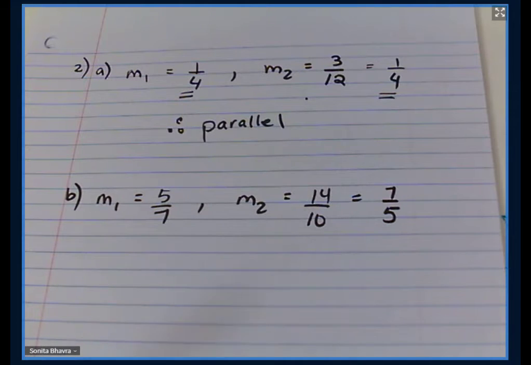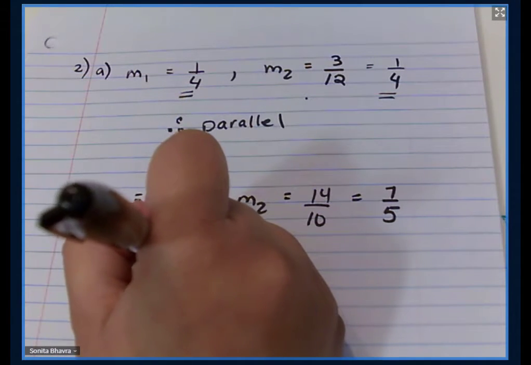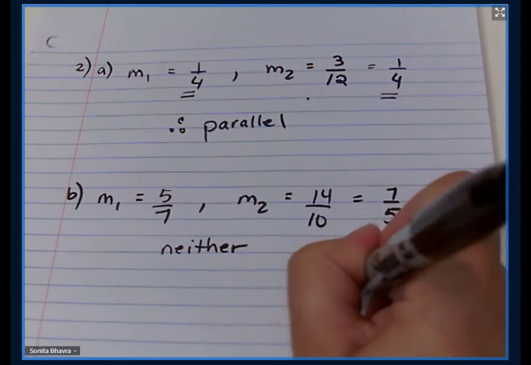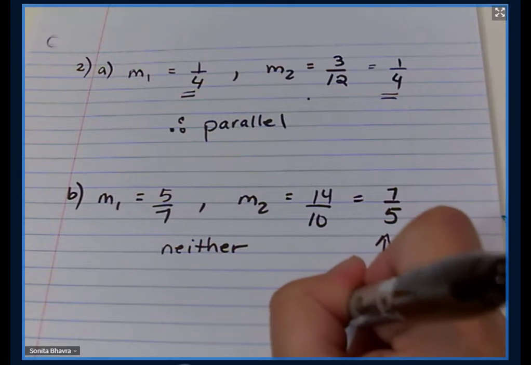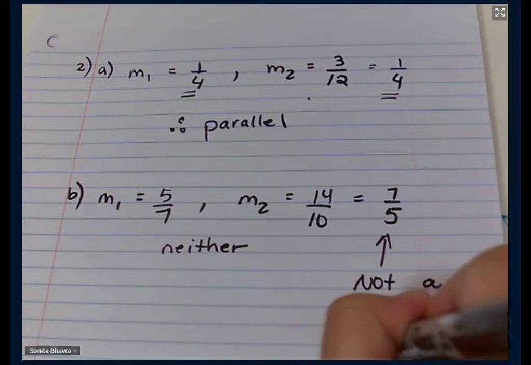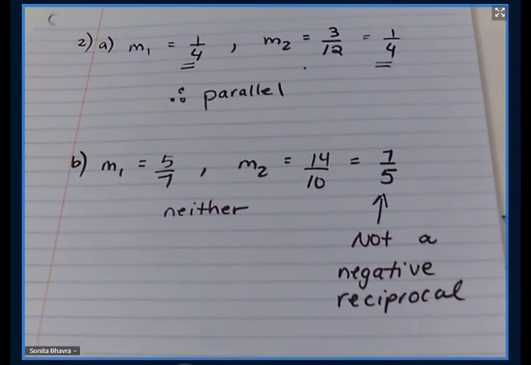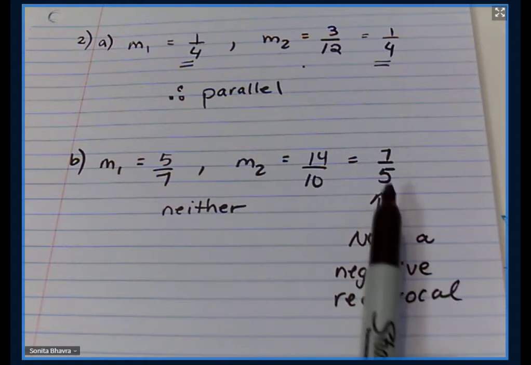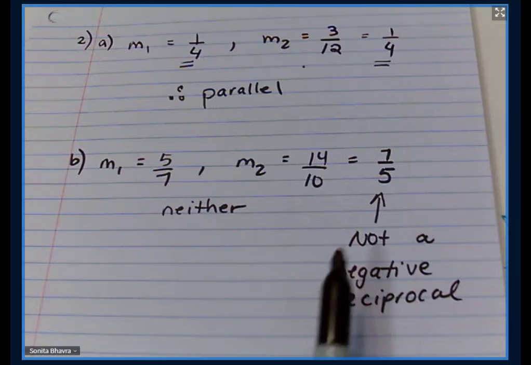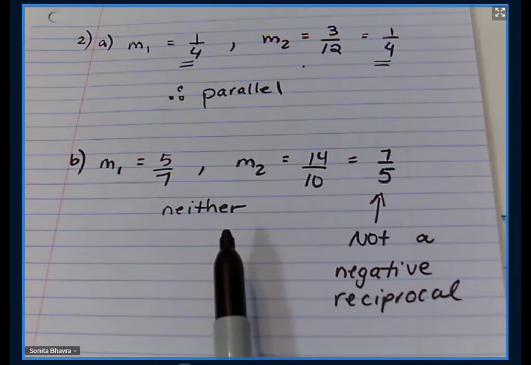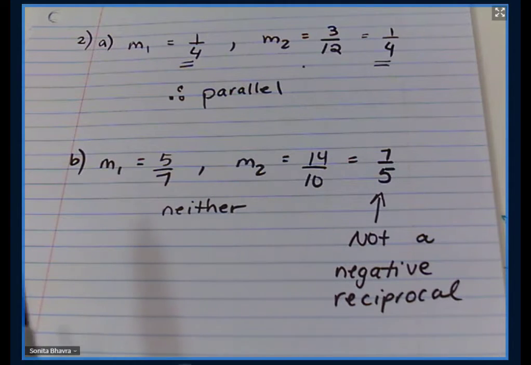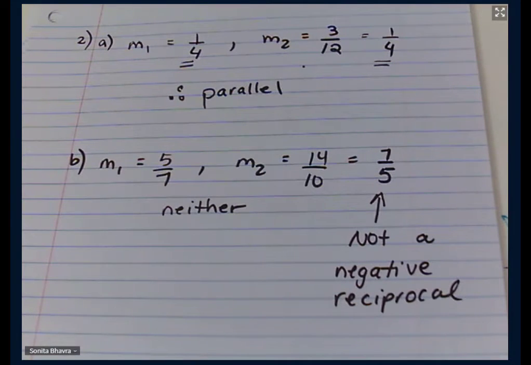This is a trick question. This is neither. It's still not perpendicular, because this is not a negative reciprocal. To make them perpendicular, this would have had to be negative 7 over 5. And because it's not, they are not parallel, they are not perpendicular, they are neither.